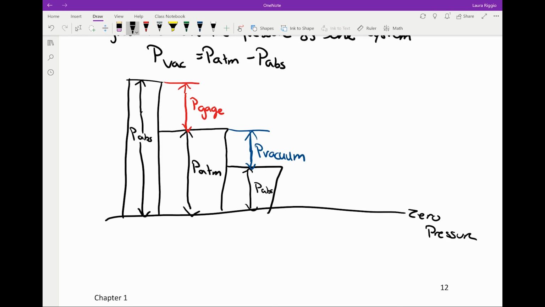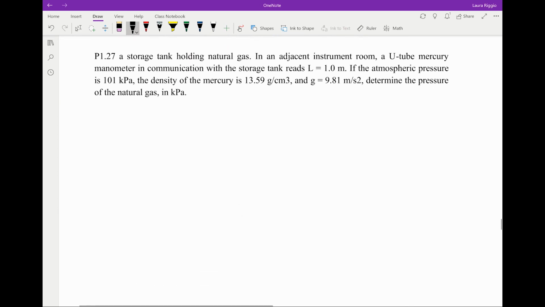I'm going to do two quick examples of solving problems using pressure. We have a storage tank holding natural gas. In an adjacent instrument room, we have a U-tube mercury manometer that's connected to the storage tank. It has a height of 1 meter. If the atmospheric pressure in the room is 101 kilopascals, and we know the density of mercury and we know gravity, we want to determine the pressure of the natural gas.